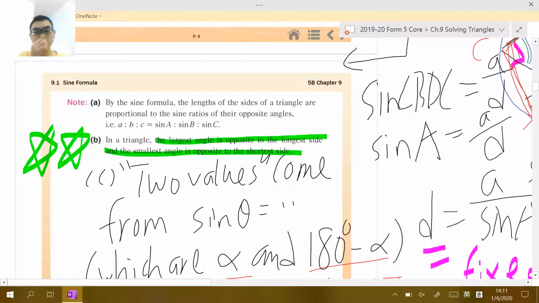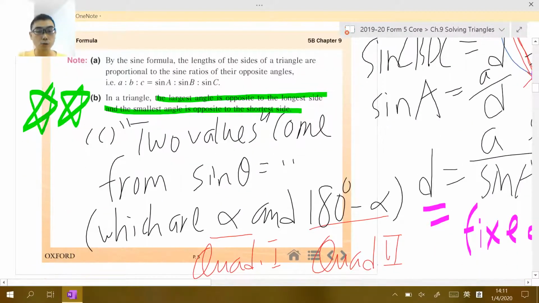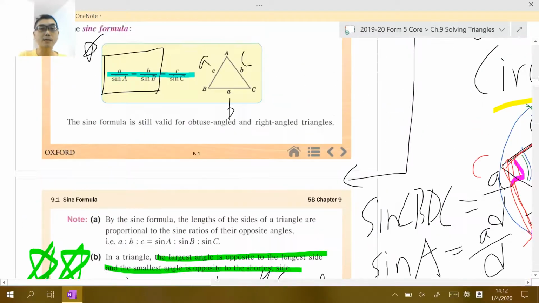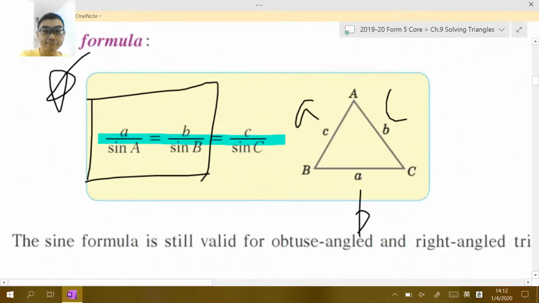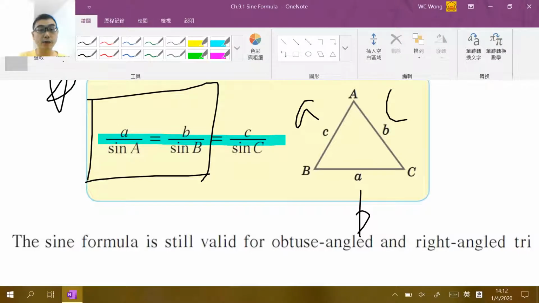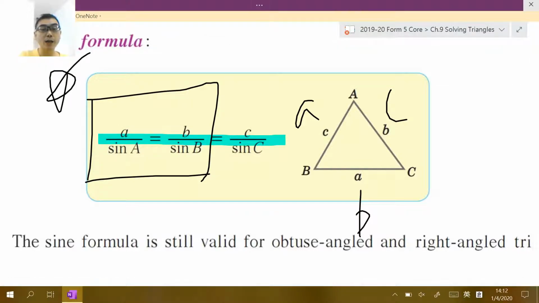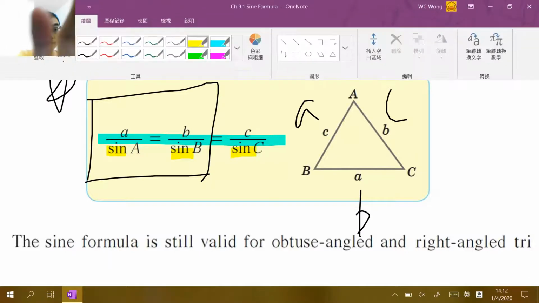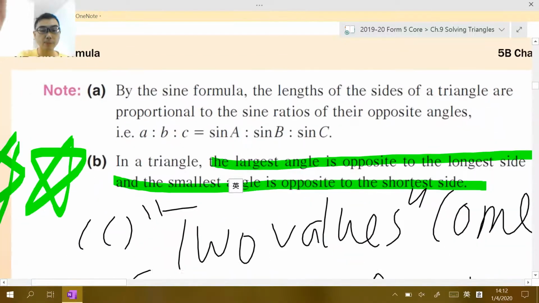Before we talk about the practical use, you can see the book shows you the notes. The first one says, by the sine formula, the length ratio is proportional to the sine ratio. This is what I just said. But do remember that the ratio should have sine. That means you cannot just say, oh, Mr. Wong, I use the length over the angle. No, we have to use length over the sine of its corresponding angle. Then you have the proportion relation, just as stated in the book.